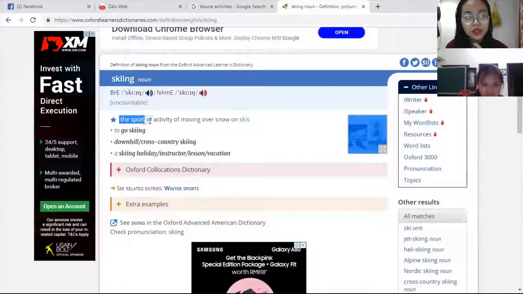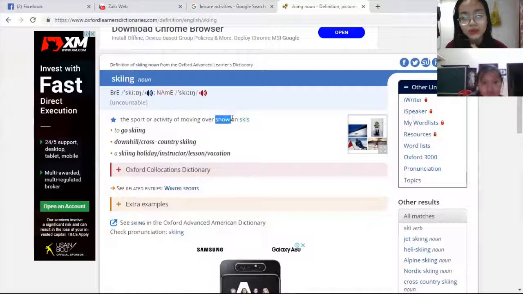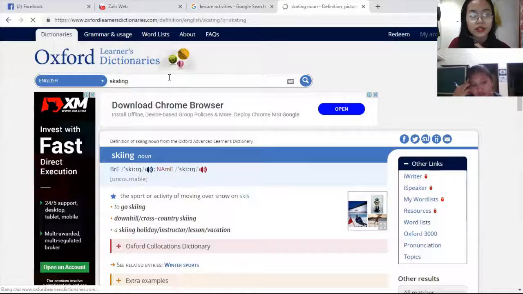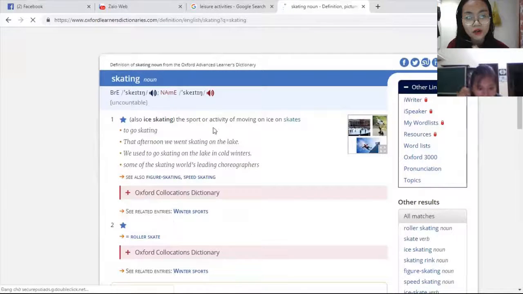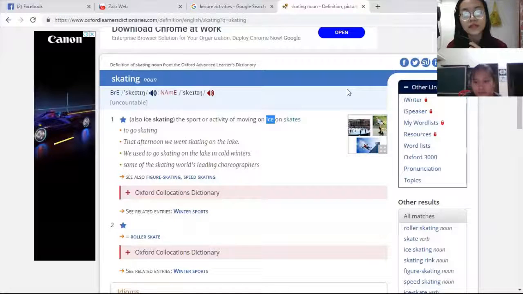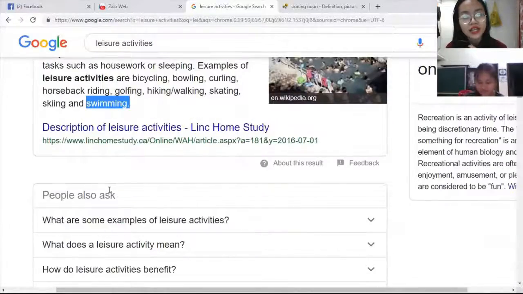Skiing: the sport or activity of moving over snow. Can you see the word snow? So, can you see the difference with skating? Skating is over what? On ice. Can you see the difference? The ice and the snow. So it's different, right? I think you already know this. And this one, swimming. You already know, right?